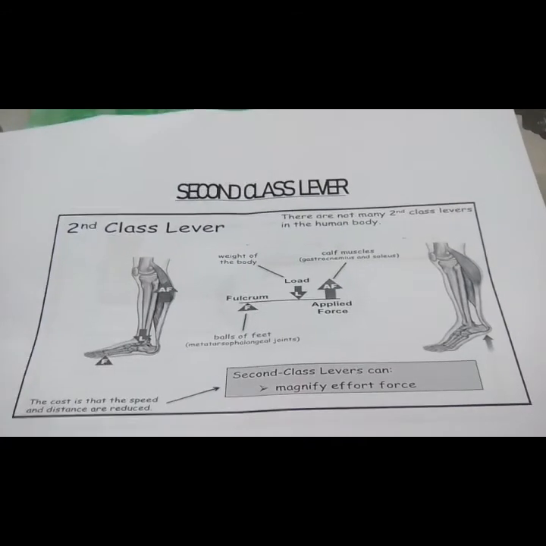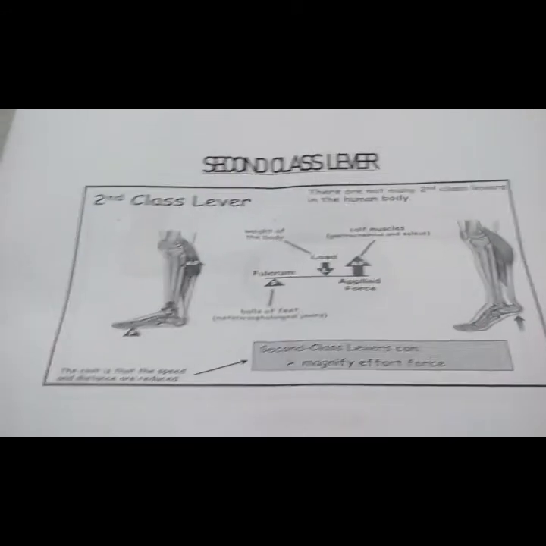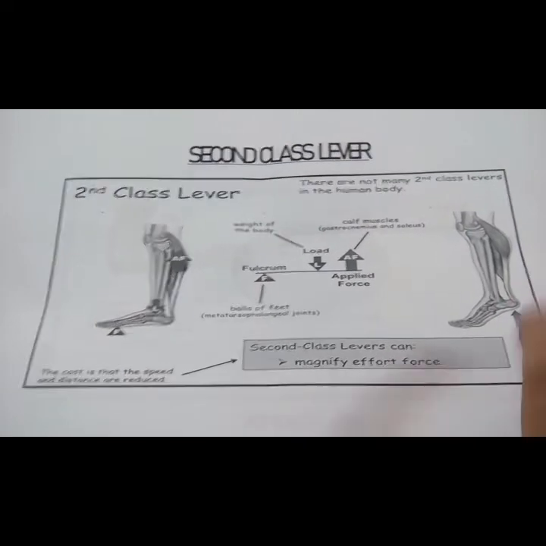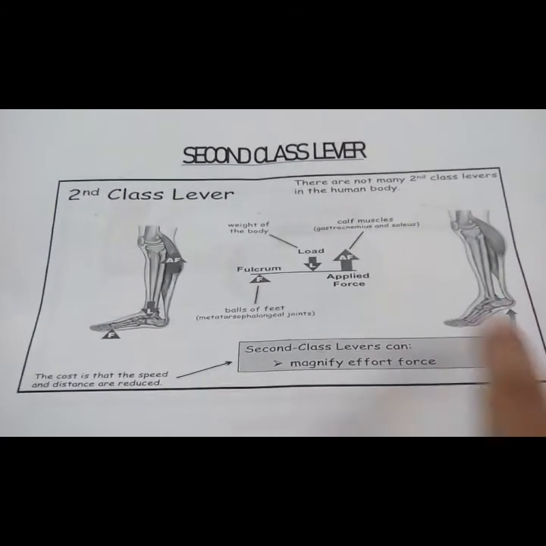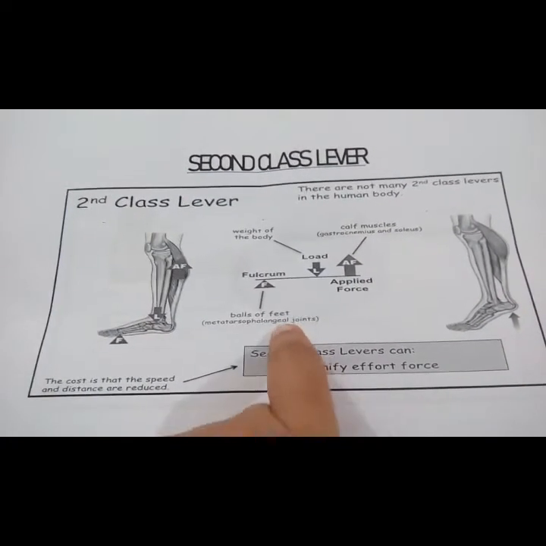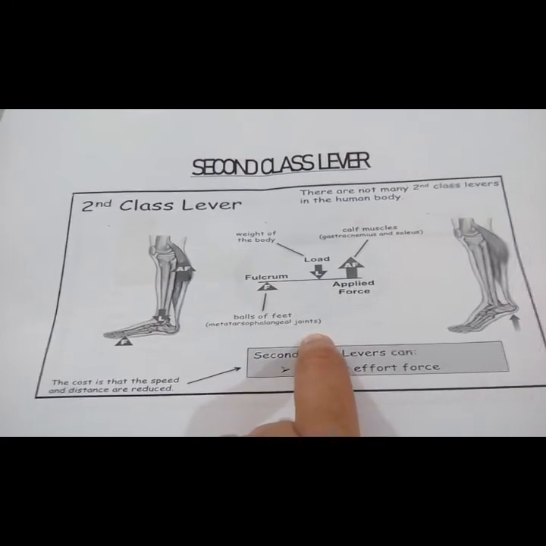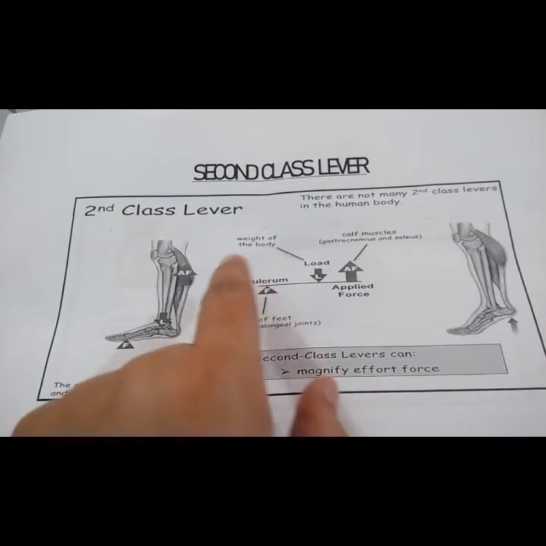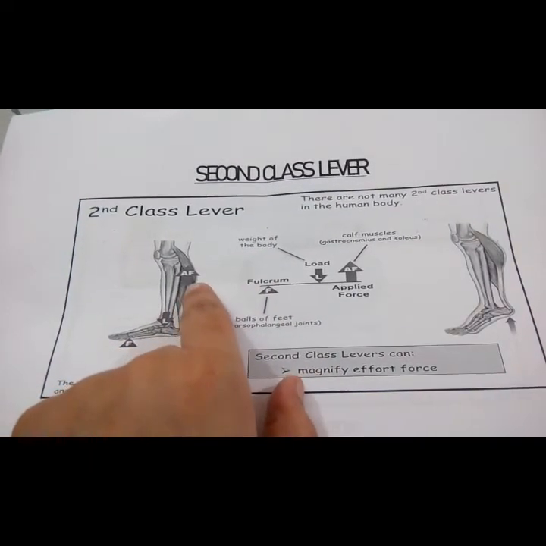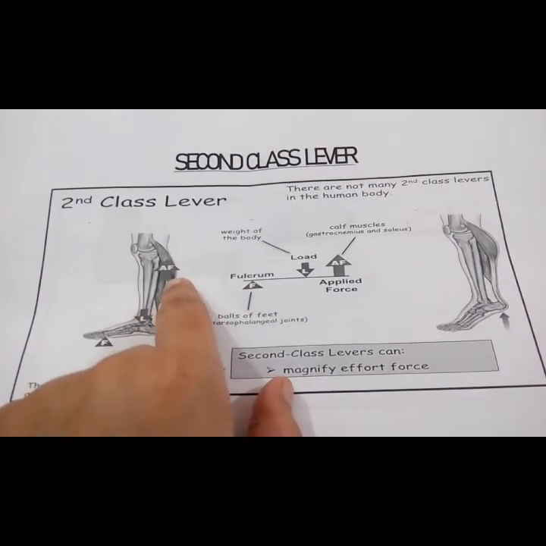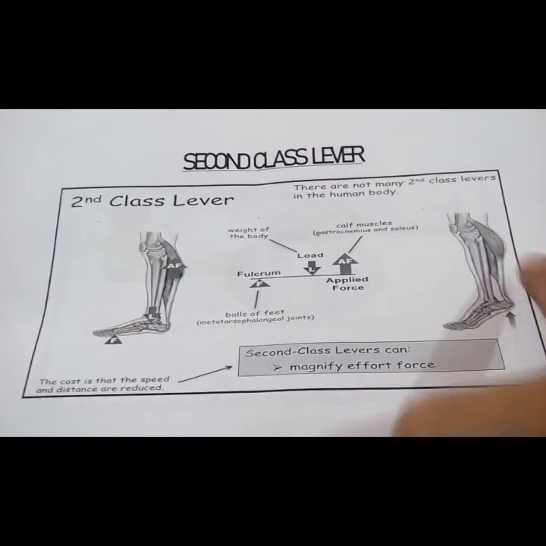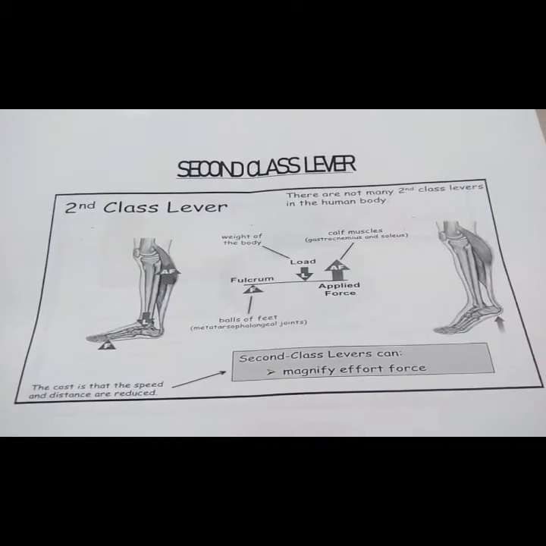Second class lever. Let's take an example of when someone stands on tiptoes, that is plantar flexion of the ankle joint. The axis is formed by the metatarsophalangeal joint. The resistance is the weight of the body and the force is applied to the calcaneus bone, the heel, by the gastrocnemius and the soleus muscles, that is the calf muscles, through the Achilles tendon.